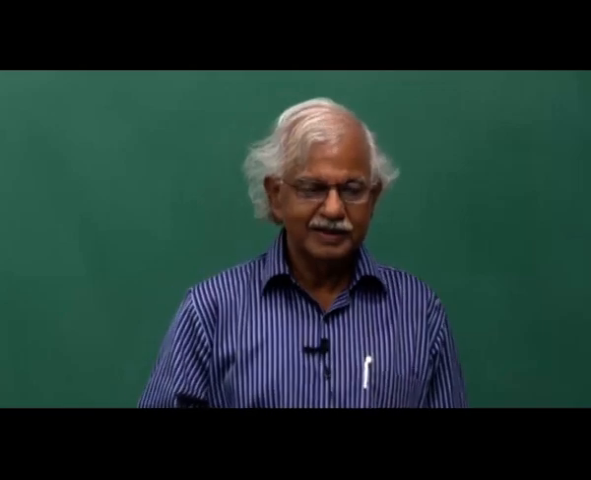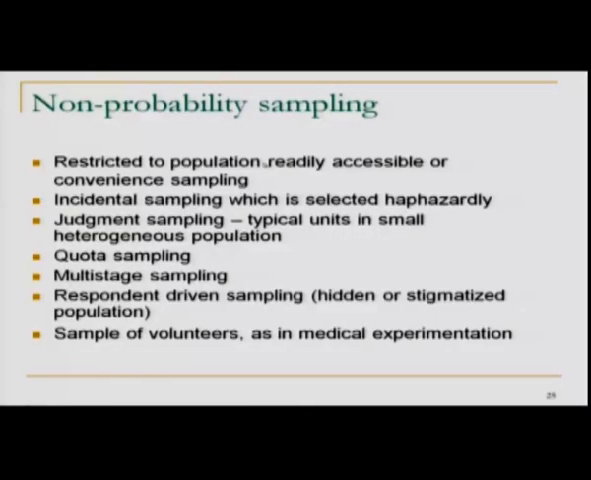So, then non-probability, let me also spend a few minutes on non-probability sampling, because sometimes non-probability sampling procedures are considered to be better or the only option. This non-probability sampling is restricted to population readily accessible or convenience. This may also be called convenience sampling, because it is convenient to collect data from certain units of the population. So, you contact them.